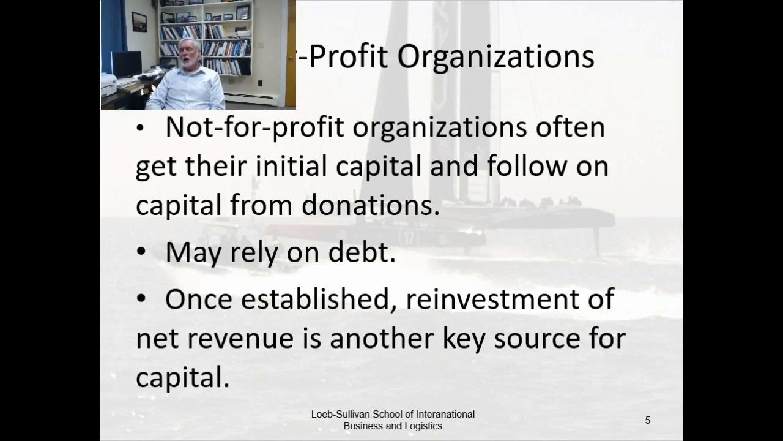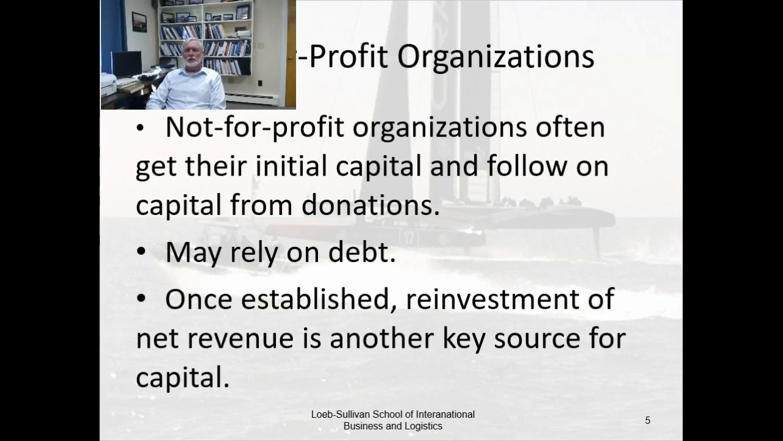Not-for-profit organizations often get their startup capital from donations. They may also go to banks or other lenders for capital, so they may take on debt. And they also have what we call retained earnings for for-profits, but reinvestment of net revenue is another source of capital for not-for-profits.